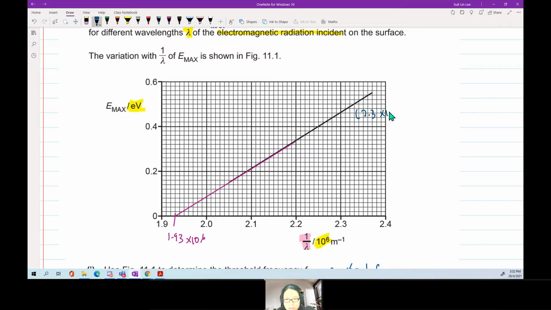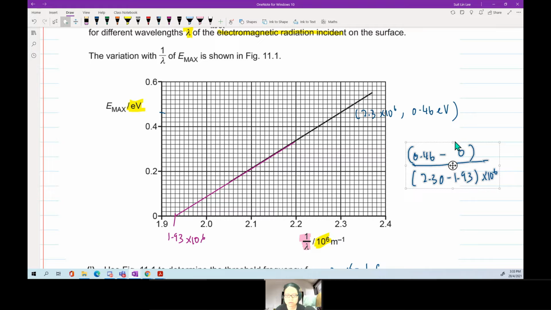2.3 times 10 to the power of 6, comma. Extrapolate here, this one is 3 boxes, 0.46 eV. 2, 4, 6, 8, 10. Yes, 2.3, 0.46. So the gradient here would be 0.46 minus 0, and then this one would be 2.3 minus 1.93, 2.30 minus 1.93 times 10 to the power of 6.